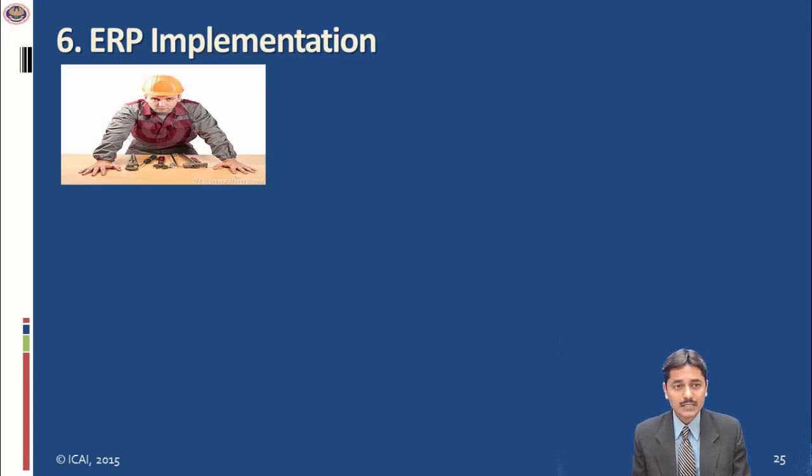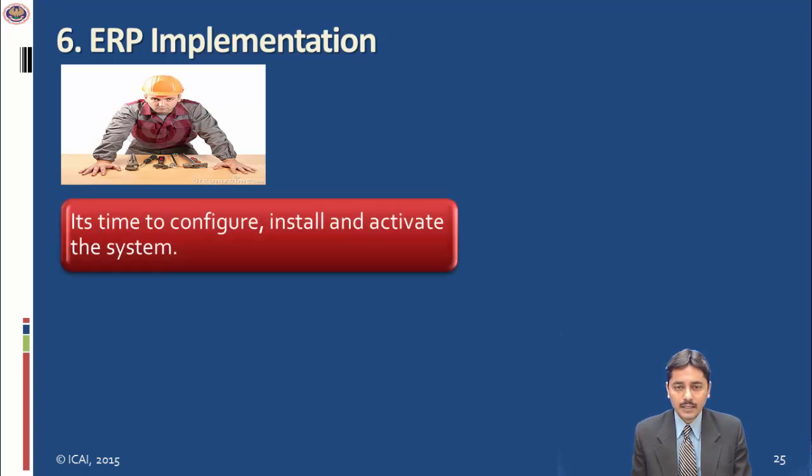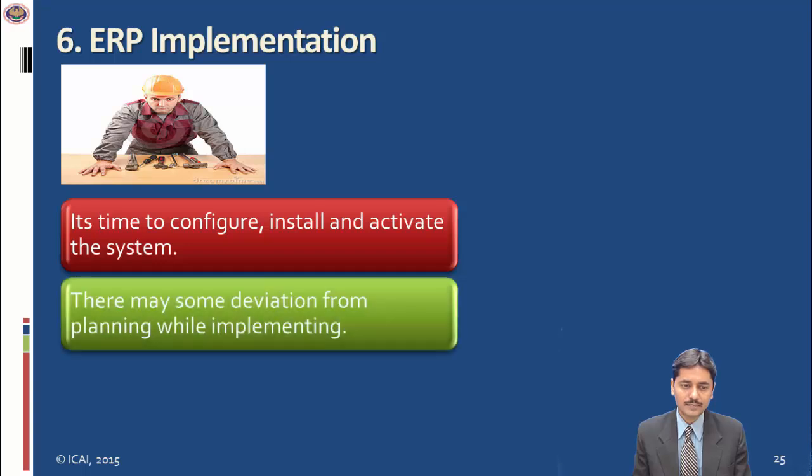Now step number 6, it is actual implementation of ERP. That is, start working with it, that is installing the software and testing it. It is time to configure, install and activate the system. The previous 5 steps were about preparing for the implementation. Now in this step, we will actually start implementing the software, that is installation, configuring and activating the system.